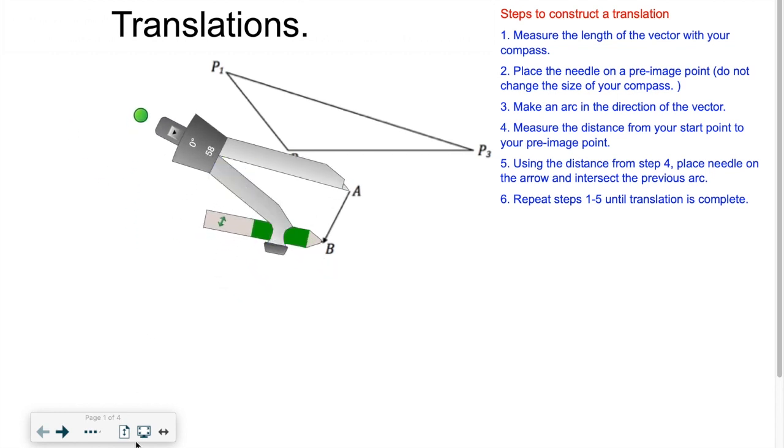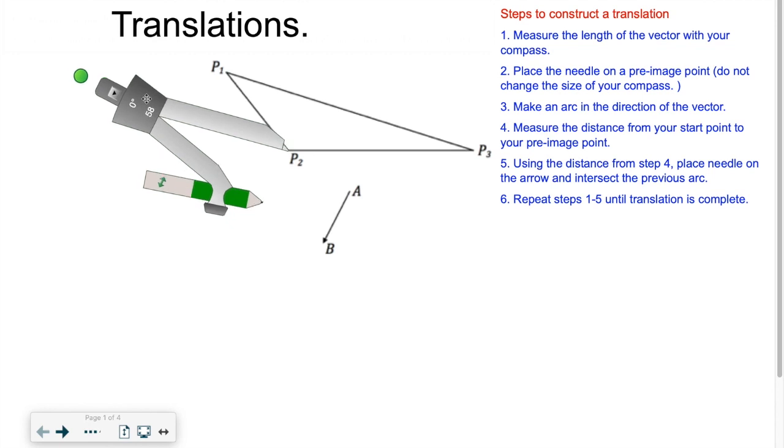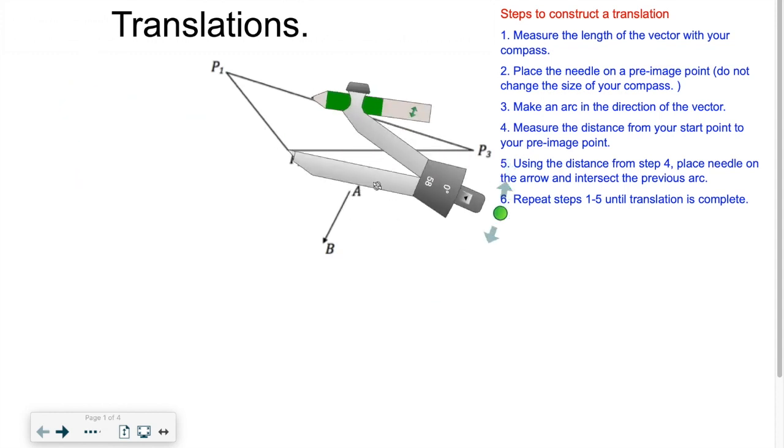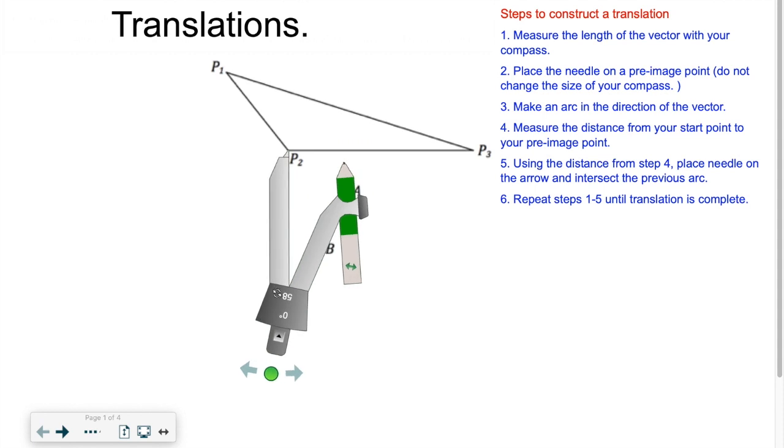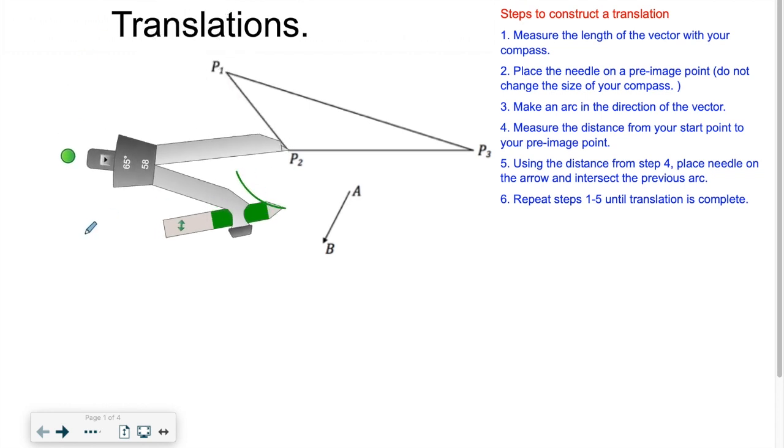There's the length. Step 2 is to place the needle on a pre-image point. Do not change the size of your compass. Okay, so using the same size, I'm going to use P2 as my pre-image, and I'm going to make an arc in the direction of the vector. So I want to make an arc down here. I do not want to make an arc up here because that's not the direction of the vector. Or here, or here, or here. I want to make it down here somewhere. Okay, so let's make an arc right around there.